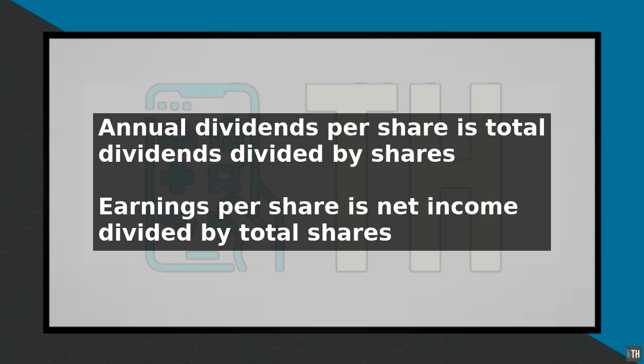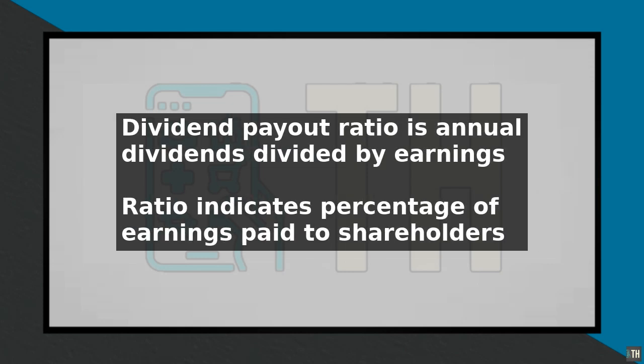A low dividend payout ratio can indicate that a company is retaining most of its earnings to reinvest in its business, while a high dividend payout ratio can indicate that a company is prioritizing dividend payments over reinvestment. As a general rule, a dividend payout ratio of 50% or less is considered reasonable, as it allows a company to maintain a balance between paying dividends to shareholders and reinvesting in its business.